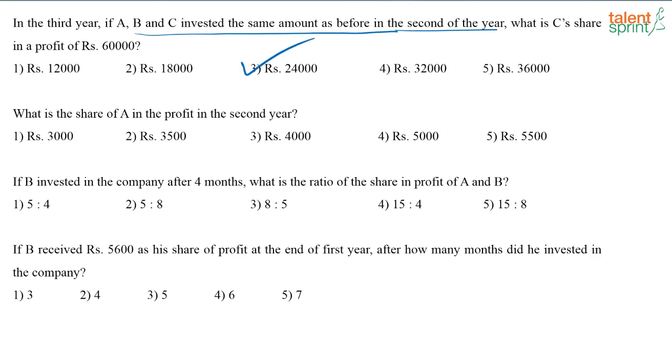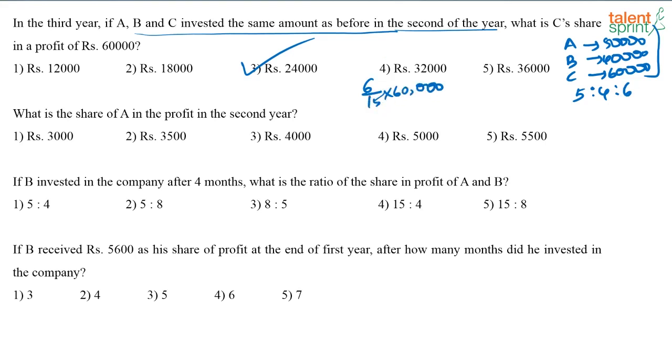Is it clear? In the third year also, A, B, C are investing 50,000, 40,000 and 60,000, and they are staying invested for all the 12 months. So the profits will be shared in the ratio 5:4:6, or the profit of C is nothing but 6/15 into 60,000. Now try the next one.